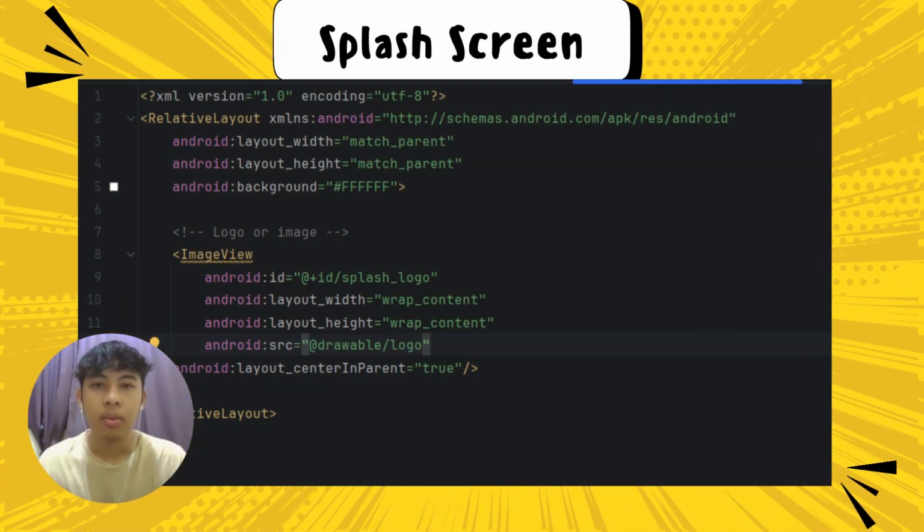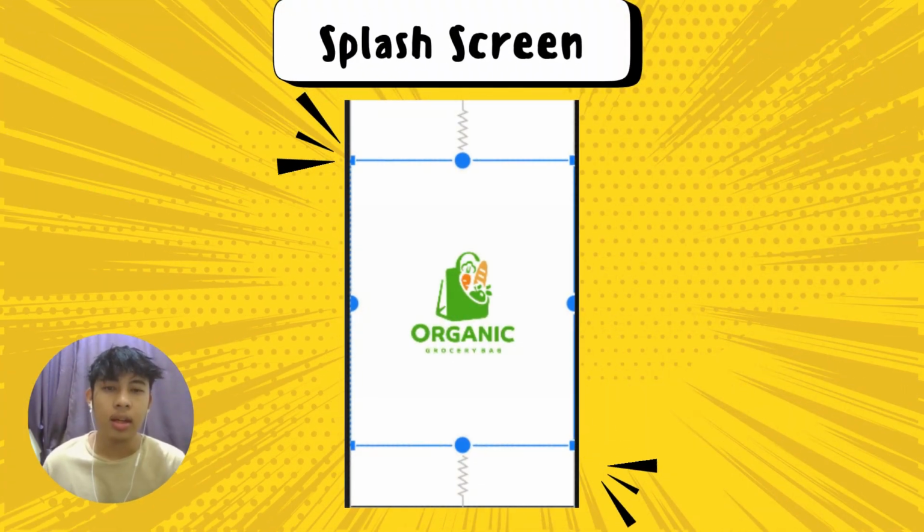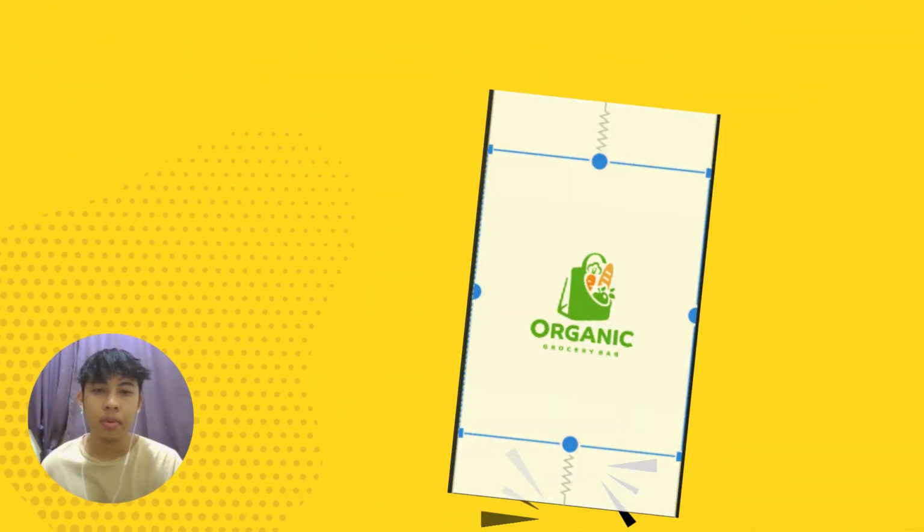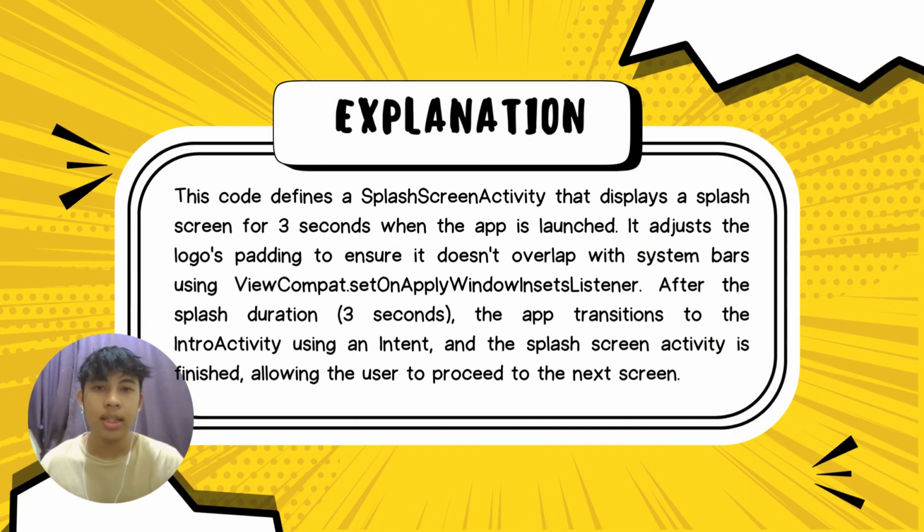Okay, in this part, we can see the coding for the image and the width, height, and the background for the splash coding. Here is the output of the splash screen after we insert the coding. This is the explanation for the splash screen part.